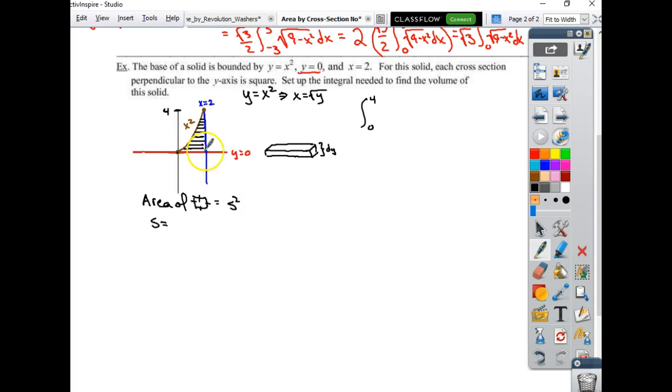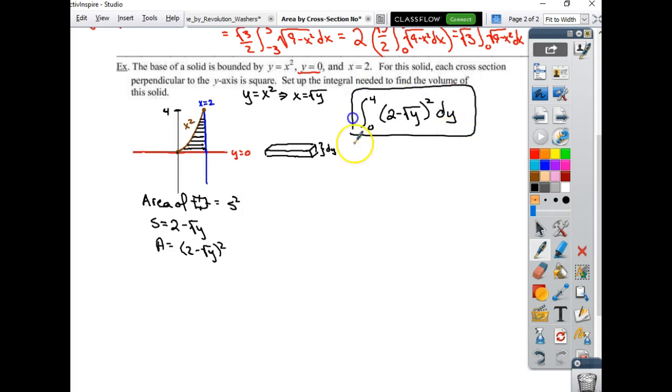So if I think about that, I've got to figure out how long each one of these is. So that's going to be the largest minus the smallest, or in this case 2 minus the square root of y. So our area is going to equal 2 minus root y, squared. So my integral, we know, is going to be between 0 and 4 because those are the y values that depict this. Our area function is 2 minus the square root of y squared. We say dy. We smile, we nod, and we go on our merry way.